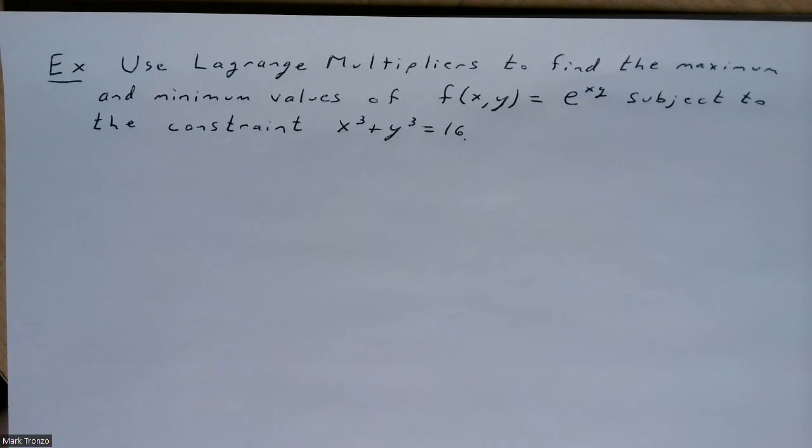So for the next problem here, we're going to do a problem with Lagrange multipliers. Use Lagrange multipliers to find the maximum and minimum values of this function, if they exist. Sometimes they do exist, sometimes one of them won't exist. Of this function subject to the constraint x cubed plus y cubed is 16. So let's go ahead and do this problem.